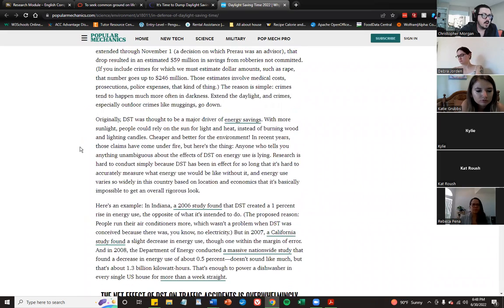Aha. Originally, daylight savings time was thought to be a major driver of energy savings. With more sunlight, people could rely on the sun for light and heat instead of burning wood and candles. Cheaper and better for the environment. In recent years, these claims have come under fire, but here's the thing. Anyone who tells you anything unambiguous about the effects of daylight savings on energy use is lying. Research is hard to conduct simply because daylight savings has been in effect for so long, and it's hard to accurately measure what our energy use would be like without it. And energy use varies so widely in this country based on location and economics that it's basically impossible to get an overall rigorous look.